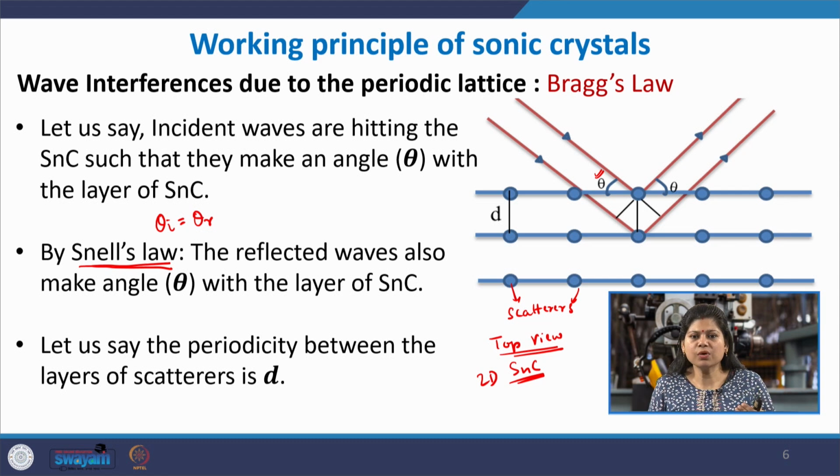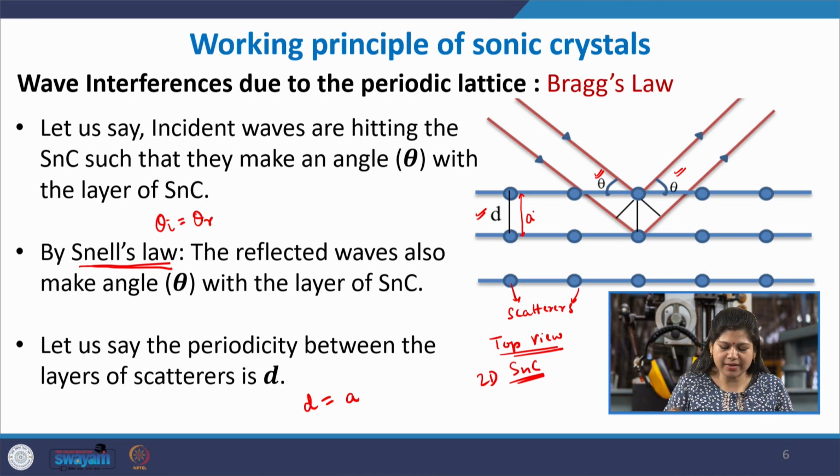They are supposed to, instead of transmitting the waves, scatter or reflect back most of the waves that are hitting them. So, the majority of the wave is reflecting back, with the same angle theta. And let us say the periodicity between the layers of scatterers is d here. This is the same as the lattice vector in that direction, okay. So, the spacing, or lattice vector, or periodicity, whatever you call it.